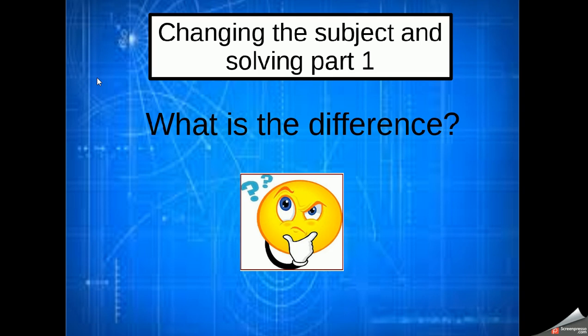Okay, we're going to look at changing the subject in an algebraic equation and how to solve an algebraic equation. We're going to look at it in two parts. What's the difference then between changing the subject and solving an equation?